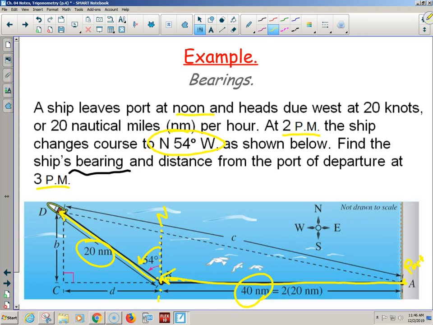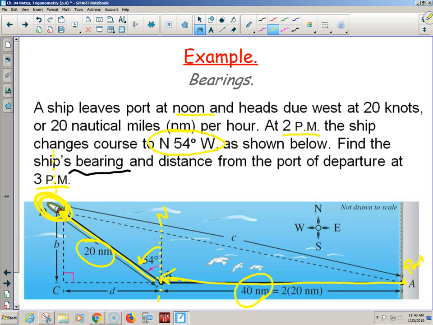Now, guys, is the picture nice for you all? Yes. But did they technically need to label any of the picture? No. All the information is right here. What are they asking? Find the ship. Where's the ship right now? Find the ship's bearing, like this, and distance from, distance from.